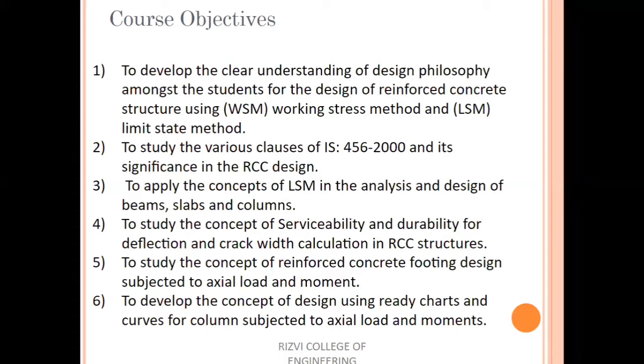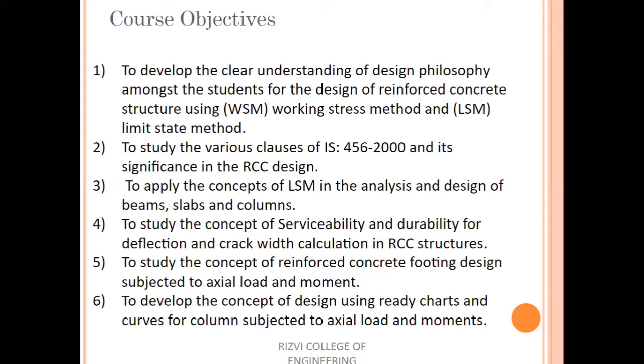The next objective is to study the various clauses of IS 456-2000 and its significance in the RCC design. So the second objective is you should know all the clauses in the Indian Standard Code, that is IS 456-2000. So similarly, you have seen there is a code for steel design. So in the same way, we have the code for RCC design as well. So you should be very thorough with the clauses which are mentioned. So it is like a guide for us. Whatever we are going to design, this acts as a guideline for the design purpose.